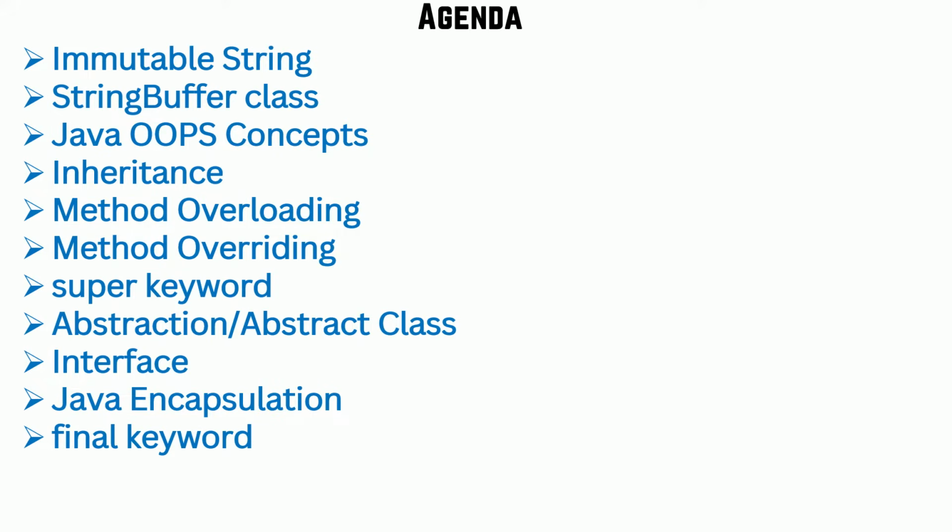In today's session, I will cover a few of the important key topics from Java, like string immutability, the importance of the StringBuffer class, and the Java OOPS concept, the object-oriented programming structure, where I will cover inheritance, polymorphism, abstraction, encapsulation, and I will also cover the importance of the super and final keywords in today's session. So just follow each and every detail minutely.